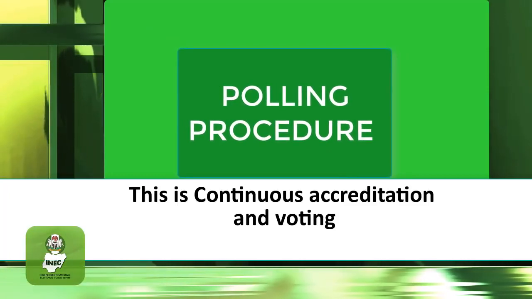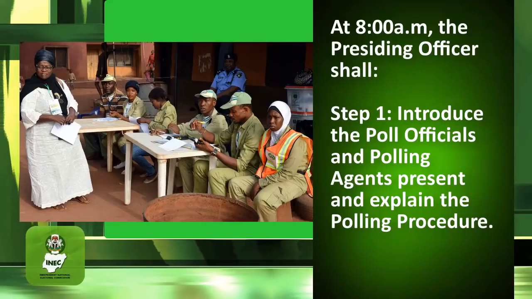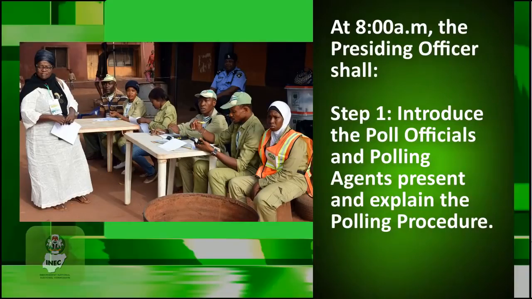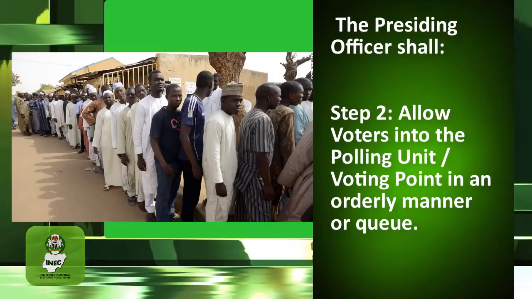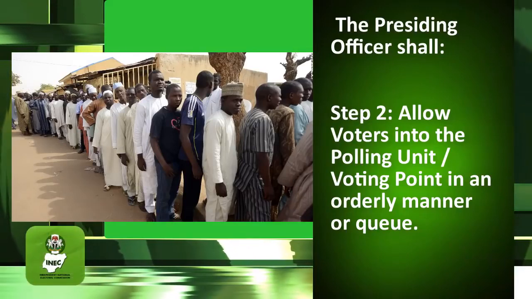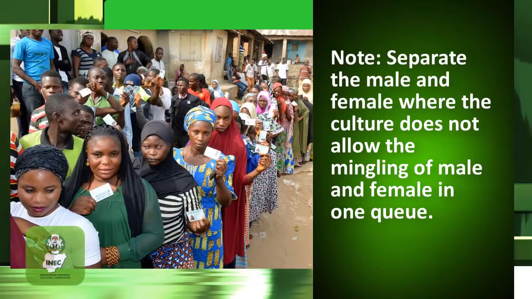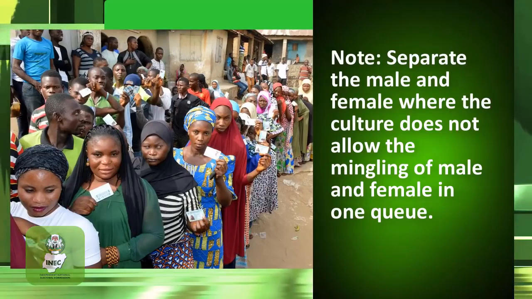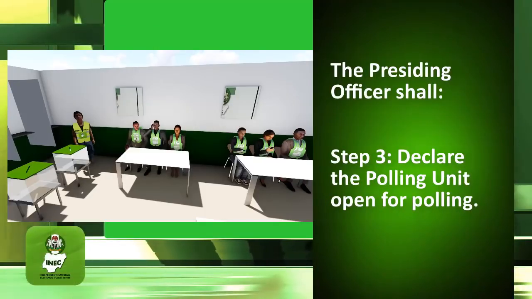Module 5. Polling Procedure. This is continuous accreditation and voting. At 8 a.m., the presiding officer shall, Step 1, introduce the poll officials and polling agents present and explain the polling procedure. Step 2, allow voters into the polling unit or voting point in an orderly manner or queue. Note, separate the male and female where the culture does not allow the mingling of male and female in one queue. Step 3, declare the polling unit open for polling.